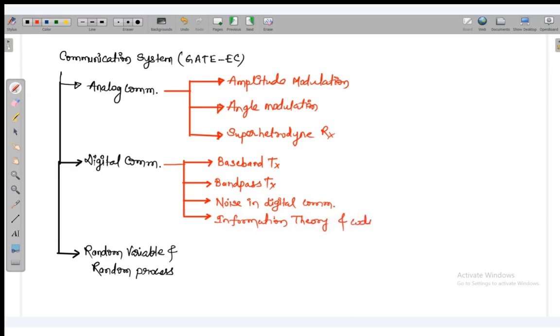Information theory and coding. The random variable and random process itself is a single chapter, so there may be multiple topics there. So the topic names I'm not writing. These are the number of chapters we have to discuss.